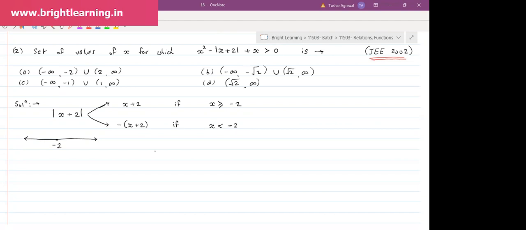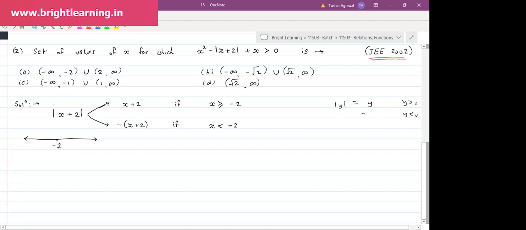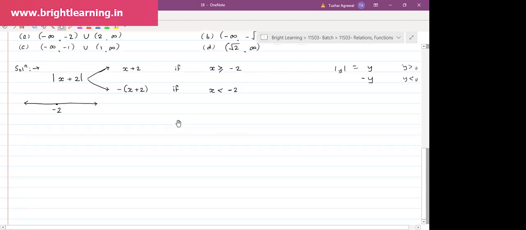Yes, correct, Dhananjay. First step, is it clear, Harini, Pujita, what I have written up till now, the modulus function? Mod y, we write as y as it is, whatever expression is inside the modulus. If that expression is greater than 0, we write it as it is, and if that expression is negative, we take minus of that, so that negative of negative becomes positive. So that's what I did.